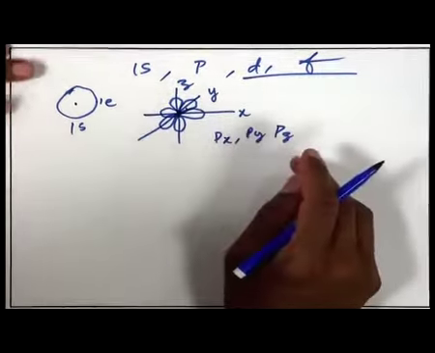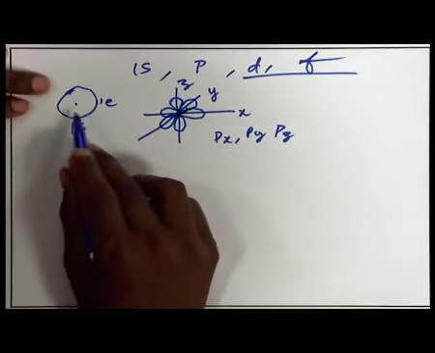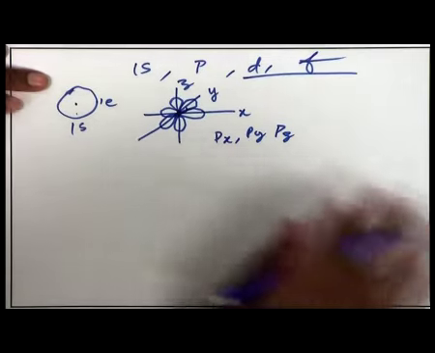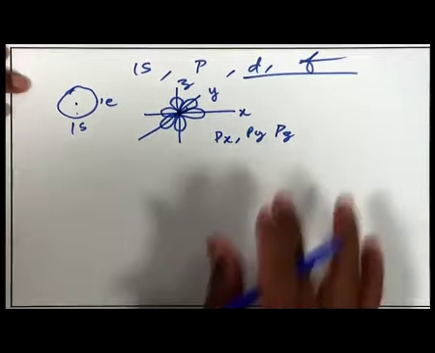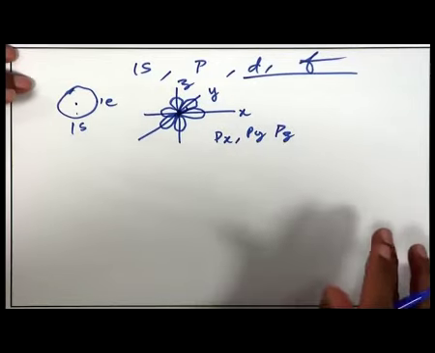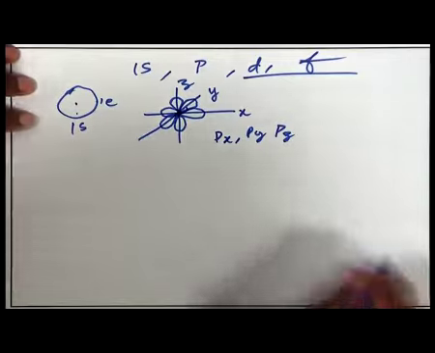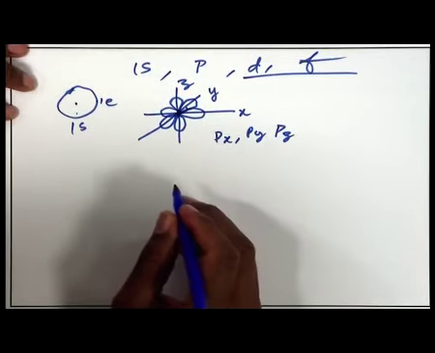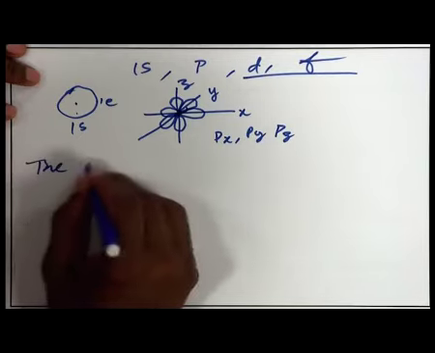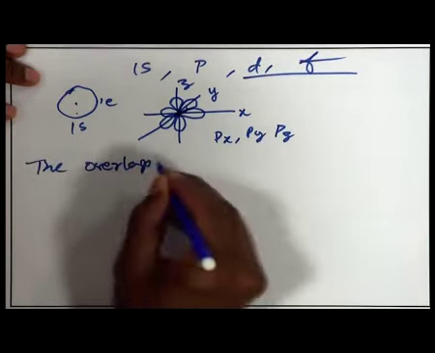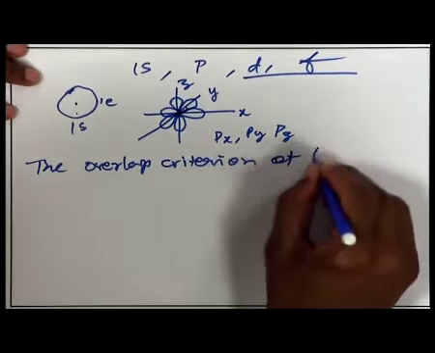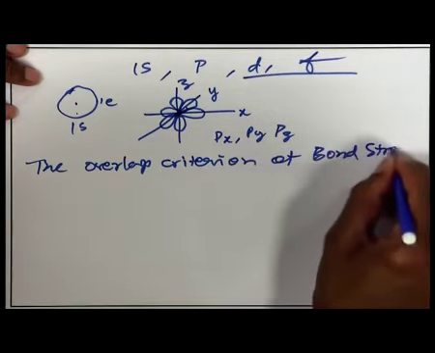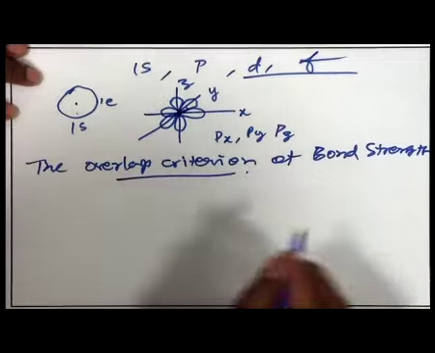All of them can be used for bond formations. So, which orbital can overlap with which orbital? That is what we have to look at. When you look at that, we can also tell from the nature of the overlap whether there can be a bonding or not. So, that is why there is another concept called the overlap criterion of bond strength.